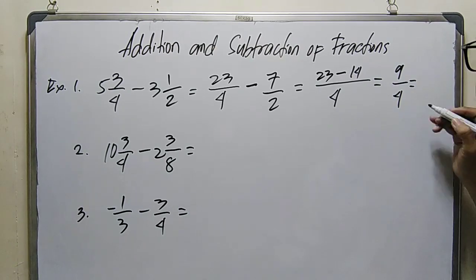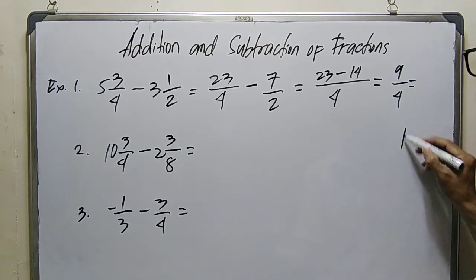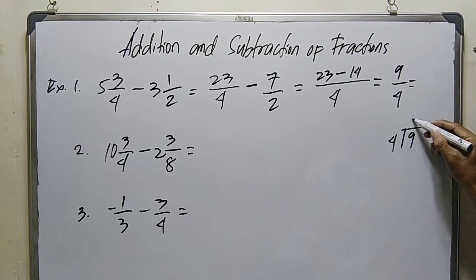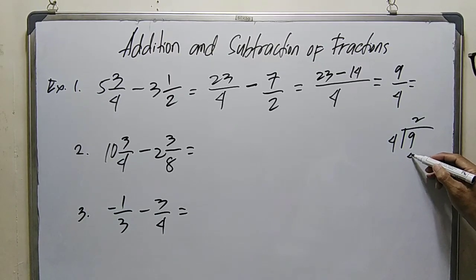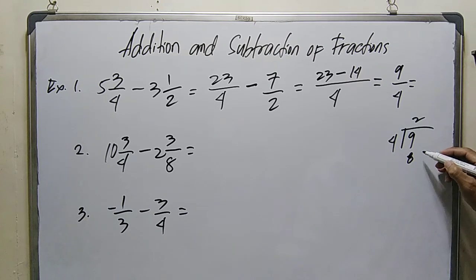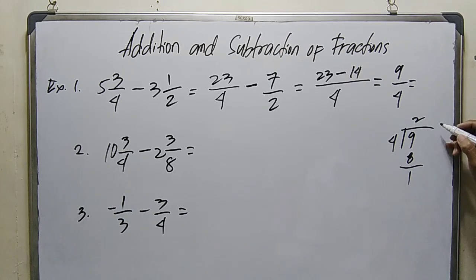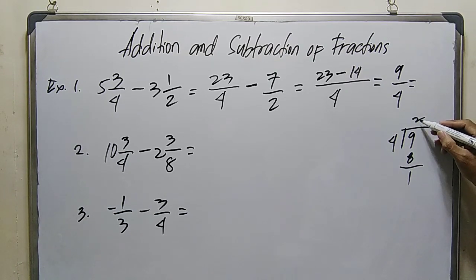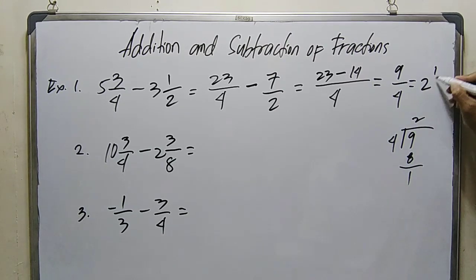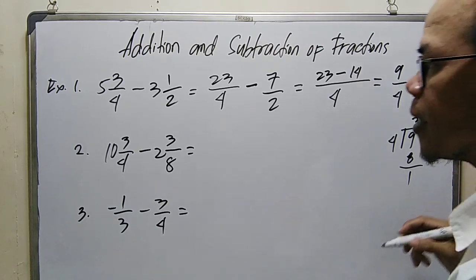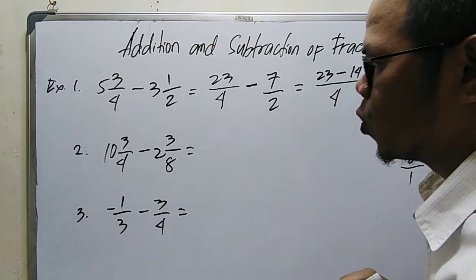Then, 9 over 4, we divide natin yan, magiging 2 and 1 4. Okay, 2 yan, di ba? So, 8, then 1. So, 2 and 1 4. Ito yung final answer natin sa example number 1.